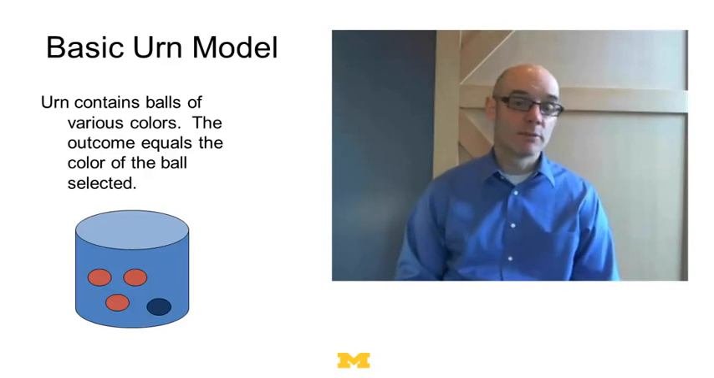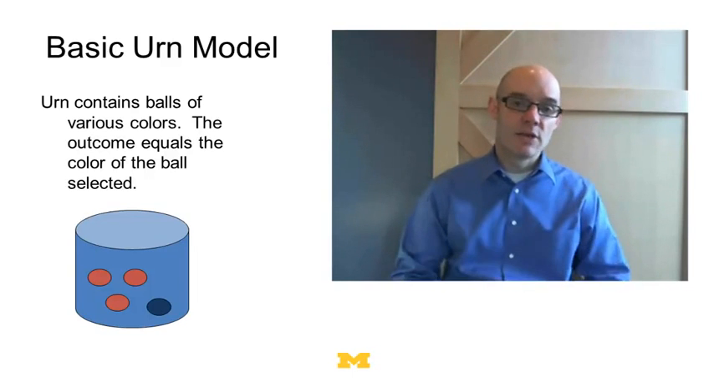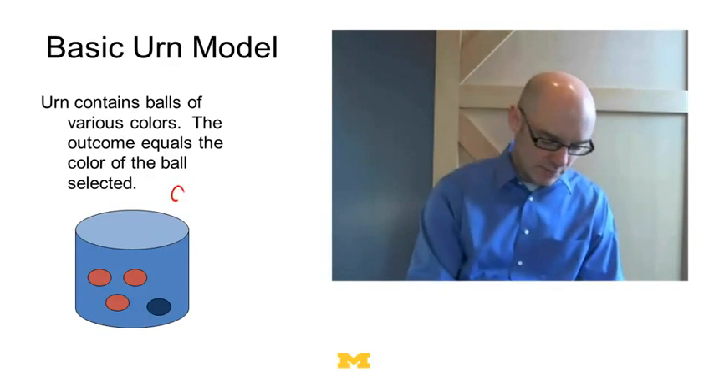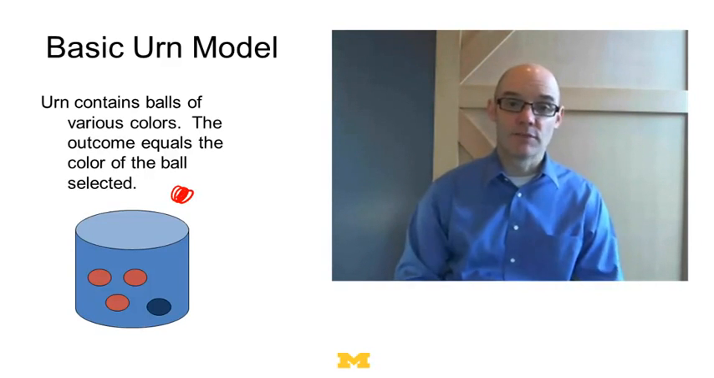So what is an urn model? An urn model is really simple. You've just got an urn, it contains blue balls and it contains red balls, and you pick balls out of the urn. So I might reach in this urn and I might pick out a red ball. That's it. And then there's the probability of picking out balls of different color.